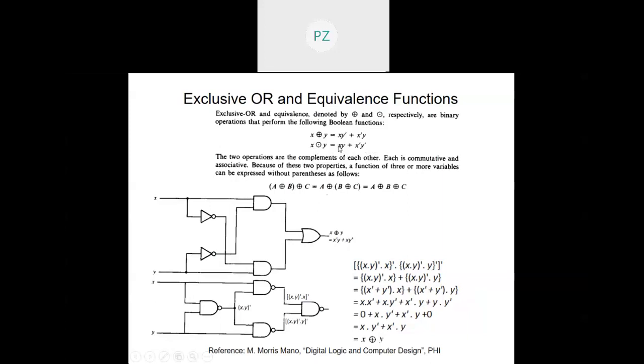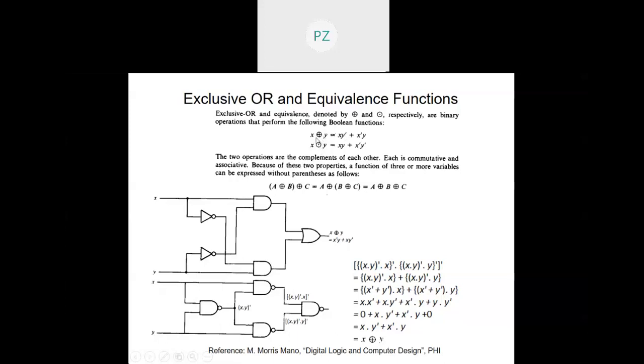It may also be noted that they are the complement of each other. If you complement this whole thing, you will get this, and if you complement this whole thing, you will get this. You can do it for yourself by applying De Morgan's theorem and distributive law. Now the two operations are the complements. Each is commutative and associative. Both of them are associative as well as commutative, right?